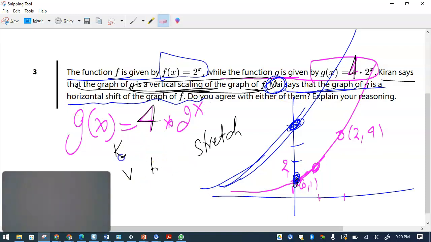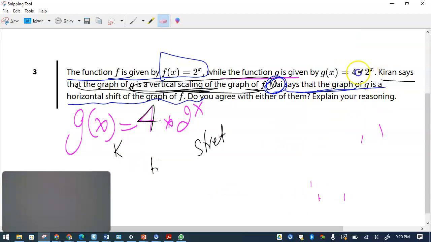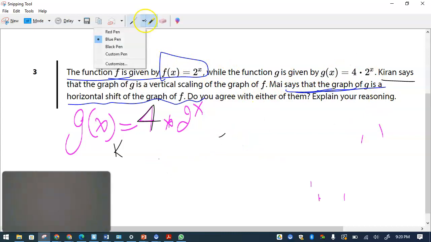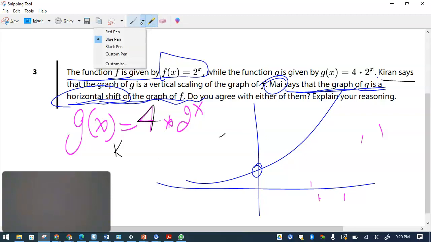But there's another student, Mai, who says the graph of g is a horizontal shift of f. Let me do it one more time. This is the original graph, but what Mai is saying is that the graph of g is the horizontal shift of the graph of f. So is she correct? Watch this, we need to do some work here.